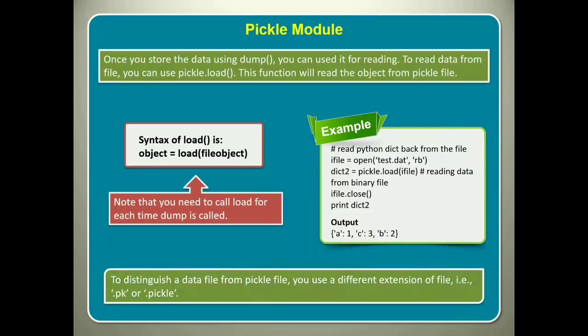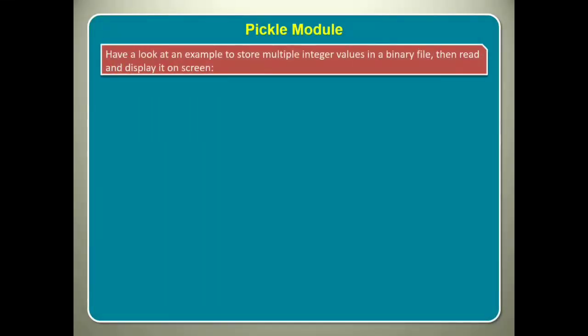To distinguish a data file from a pickle file, you use a different extension of file, that is .pk or .pickle. Have a look at an example to store multiple integer values in a binary file, then read and display it on screen.